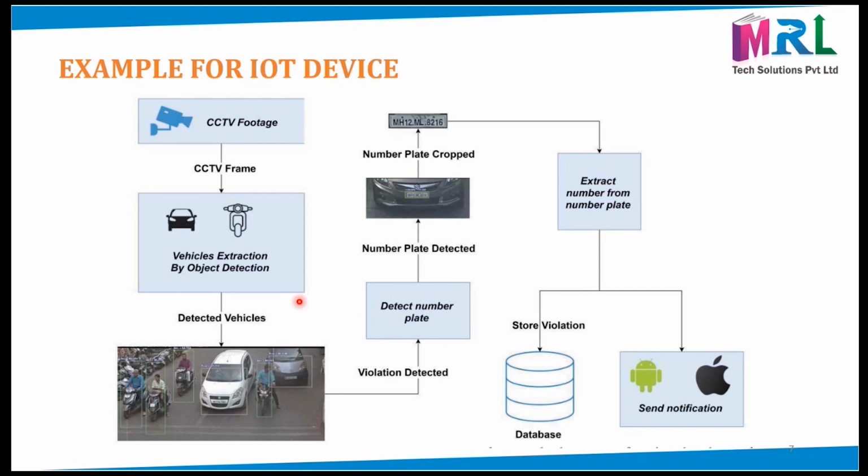That number will be sent to the stored unit, that is, the main centralized database unit. In that, we capture the mobile number of that vehicle's owner, and then based on the traffic rule violation, it calculates the fine amount. That fine amount will be sent to that vehicle owner's mobile number.